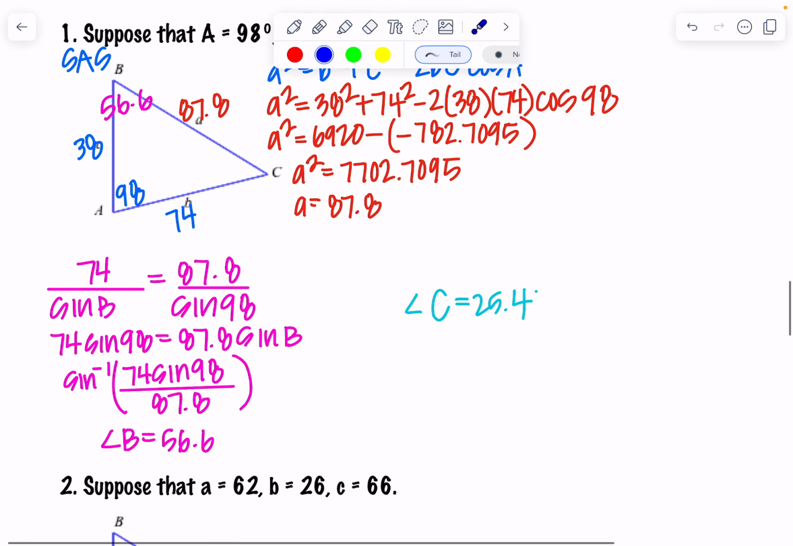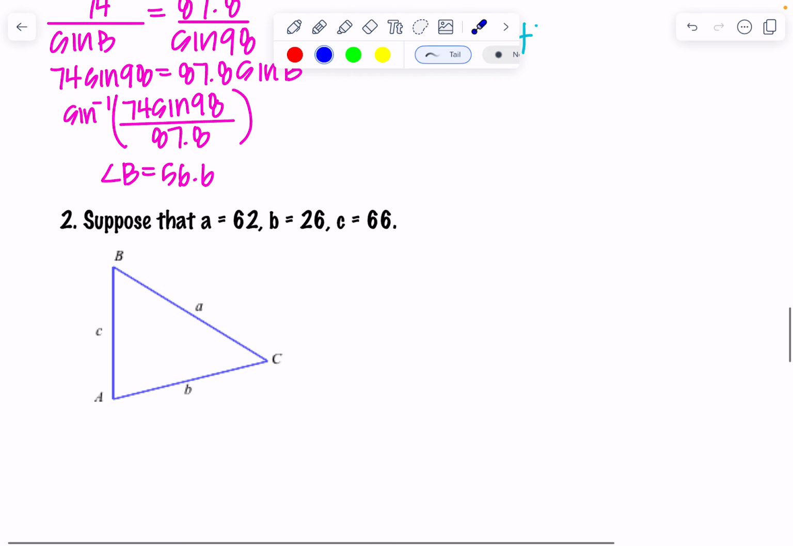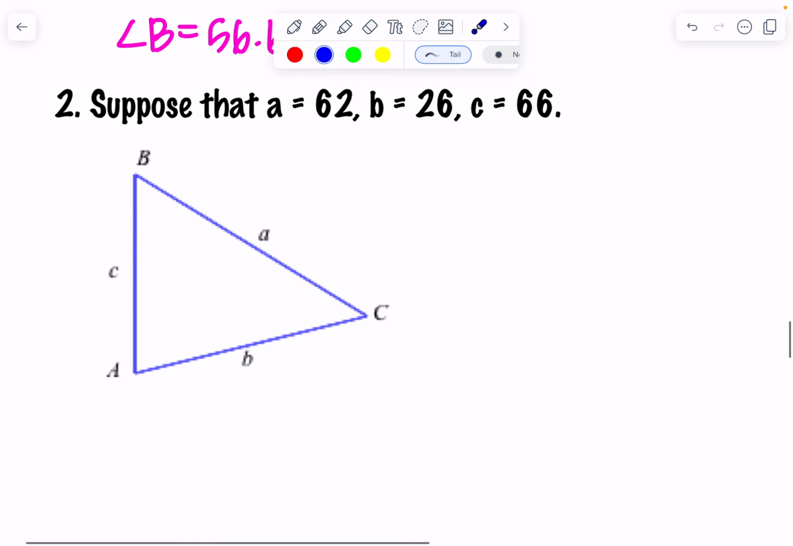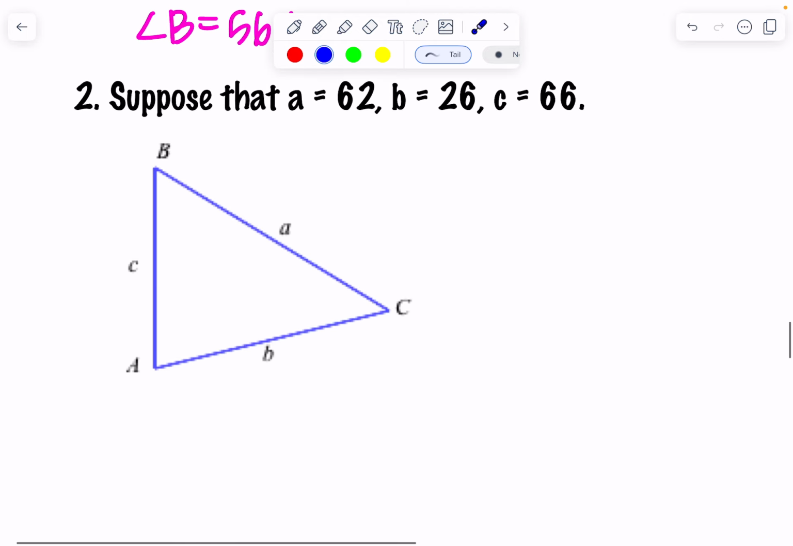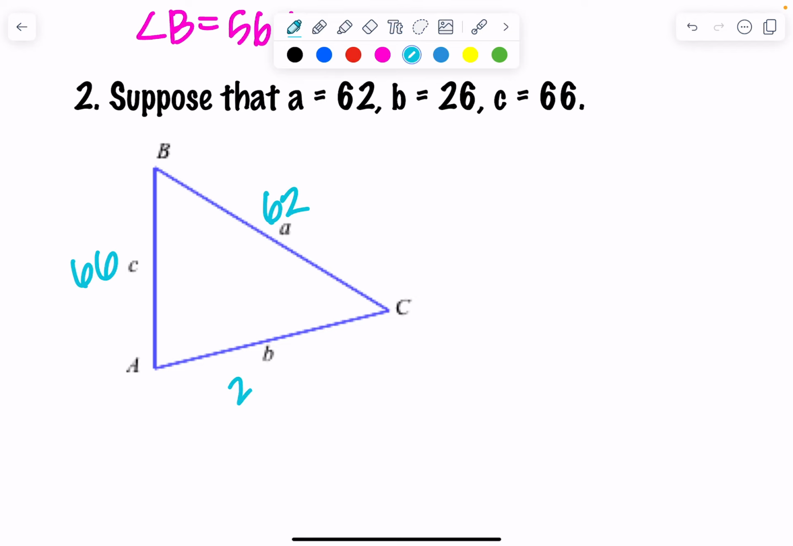All right, number 2 is a little bit of a different one. This is also a really good one to practice, because this again is where people who are a little bit weaker in their algebra skills will really mess up a law of cosines problem. So here's what I mean. So let's label your sides. You have 62, 66, and 26. So this is an SSS problem.